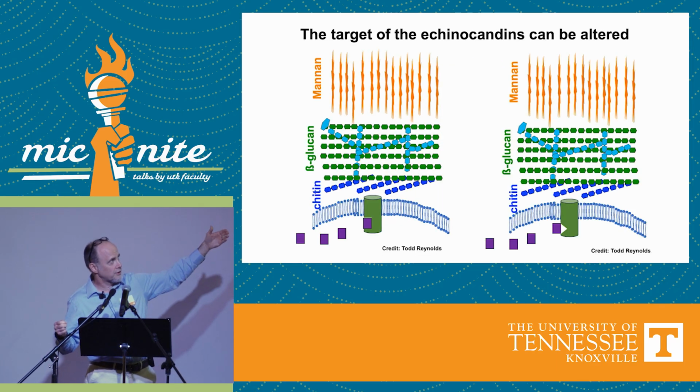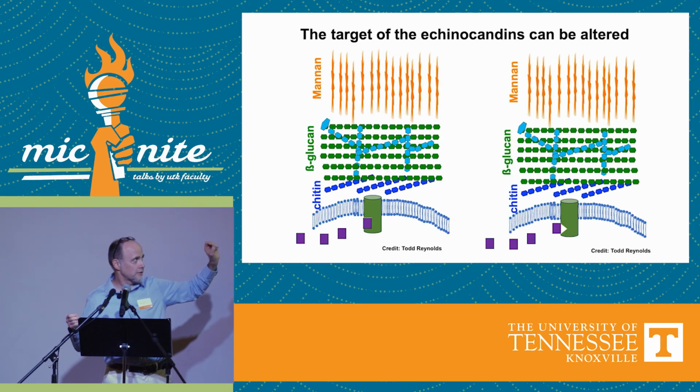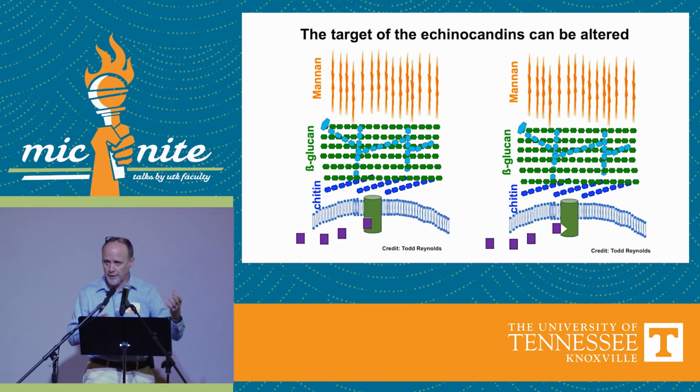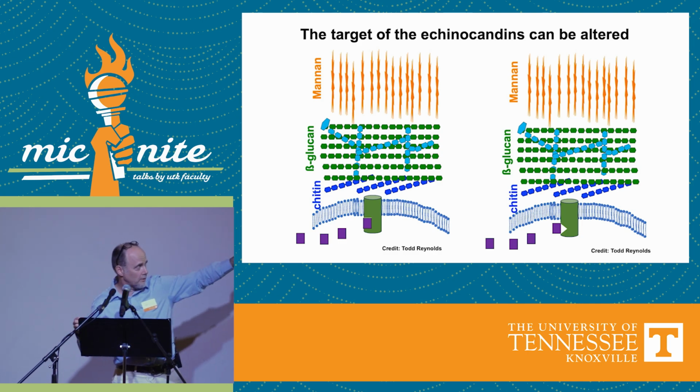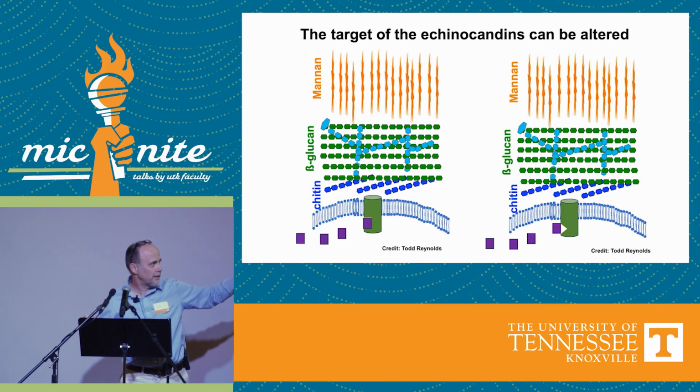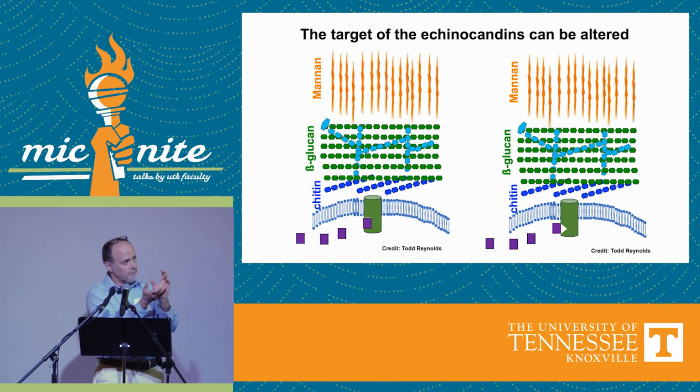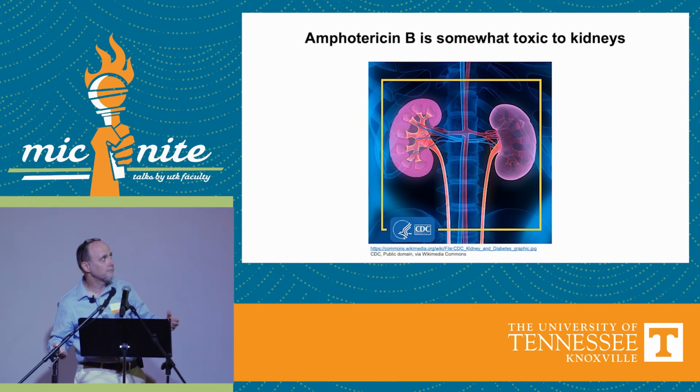In addition, there's resistance to the echinocandins. In this case, this little green barrel is supposed to represent the synthase that makes the beta-glucan. There's a square little antibody that binds, or not antibody, but drug that binds to it, but mutations in that change the shape of the protein, and now the drug can't bind to it anymore, so it can keep on making a cell wall and survive.